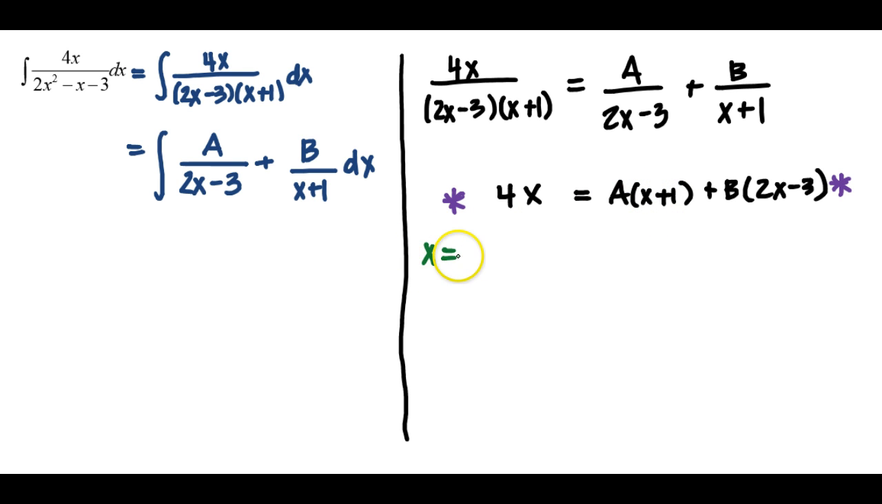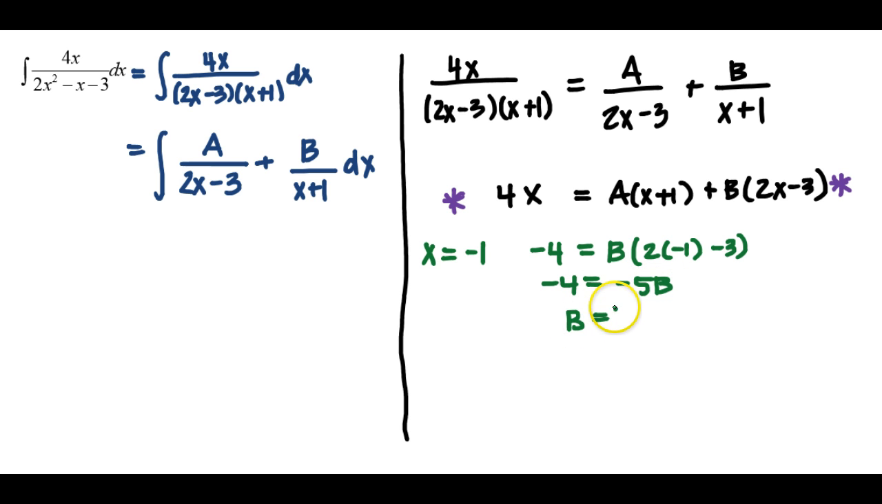So we're going to need to first substitute in -1. So on the left, I'm going to have 4 times -1, so I'm going to have -4 equals, so this whole portion will go away, my a's. And now if I plug in a -1, I'm going to get b times 2 times -1 minus 3. So this is -2 minus 3, so -5b has to equal -4. So dividing by -5, I'm going to get b equals positive 4/5.